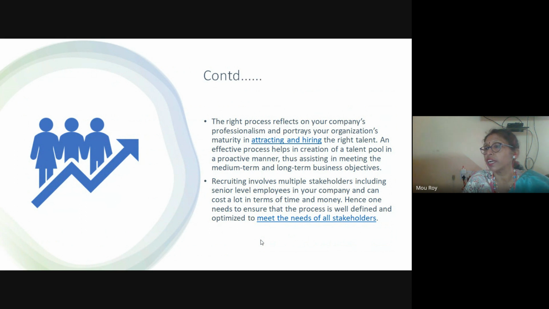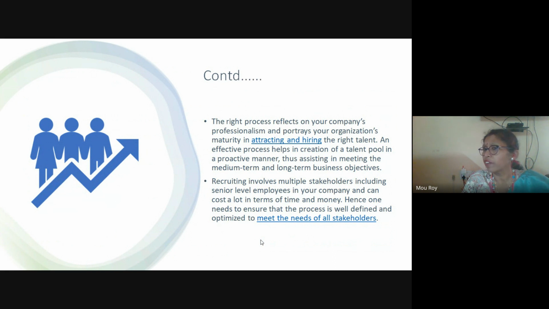In that case, they mention on their website that none of the candidates who had applied for the particular position were found suitable. So again, they have to advertise. So it's a very lengthy process.